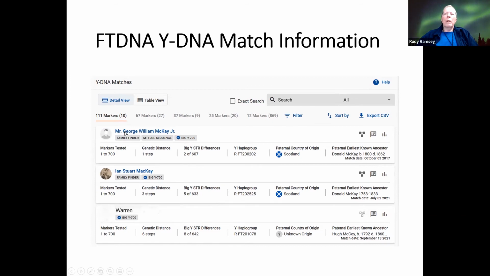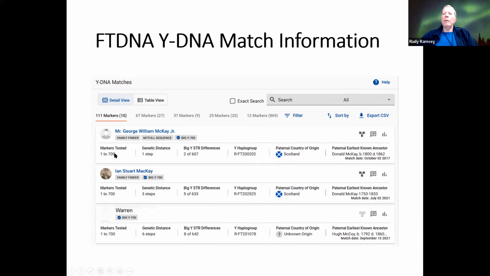This is George. He's one of the researchers in our study, and he was on the far left of the graph I showed you before. This says that he's done the Big Y700, which includes not just 111 markers, but 700 or so. And we have a genetic distance of 1. That's very close. Although we don't know who our common ancestor is yet, it's a little surprising with a genetic distance that close, but we don't.